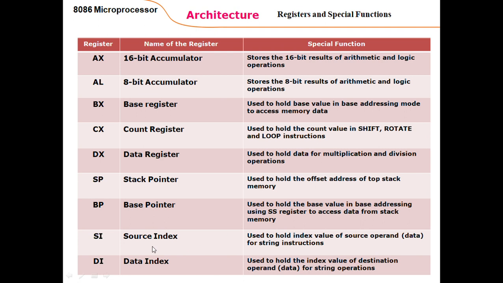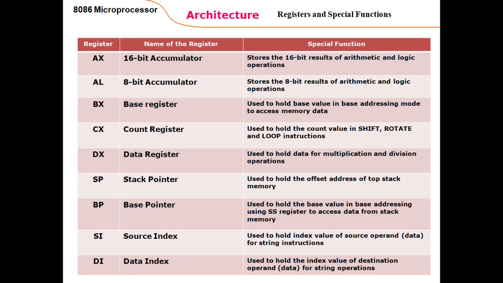The index register, source index, is normally used to provide the offset address of the source operand in the data segment. This is normally used during the string instructions. For example, if a string has to be moved from the data segment to the extra segment, then the source of the string data is the data segment, and the offset address of that access is provided by the source index register. And as we already discussed, the starting address of the data segment is provided using the data segment register.